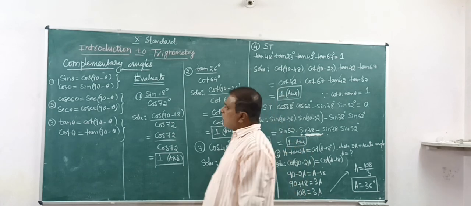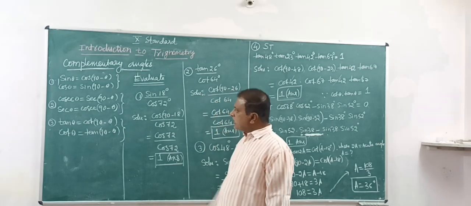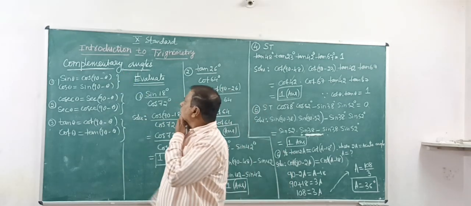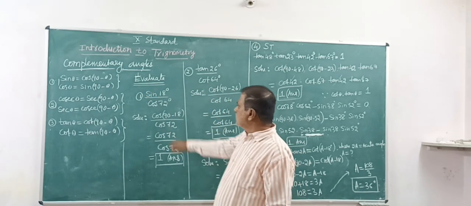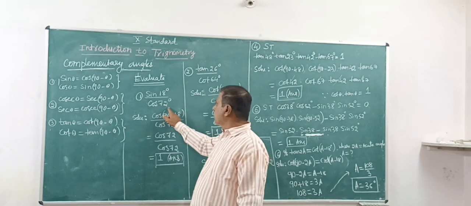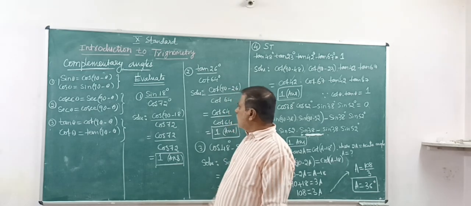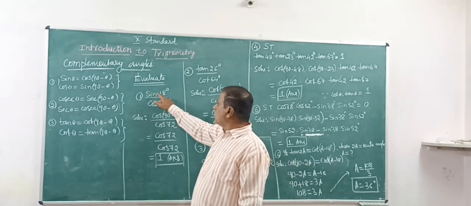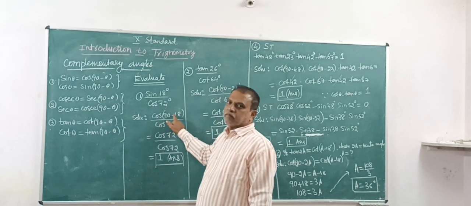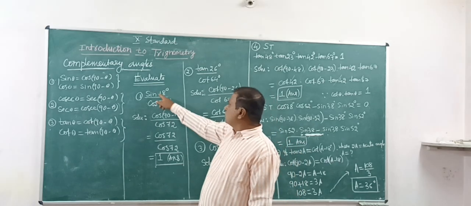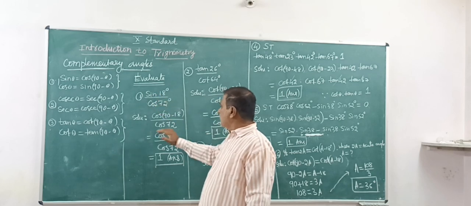And what type of problems can you expect on these complementary angles and this relationship? Look at this. This is one evaluation of the following. We are given sine of 18 degrees divided by cos of 72 degrees. Let us evaluate the value of this. There are two trigonometric functions. Let us write one of them into its complementary angle. Let us take the numerator and write its complementary angle and check what we get.